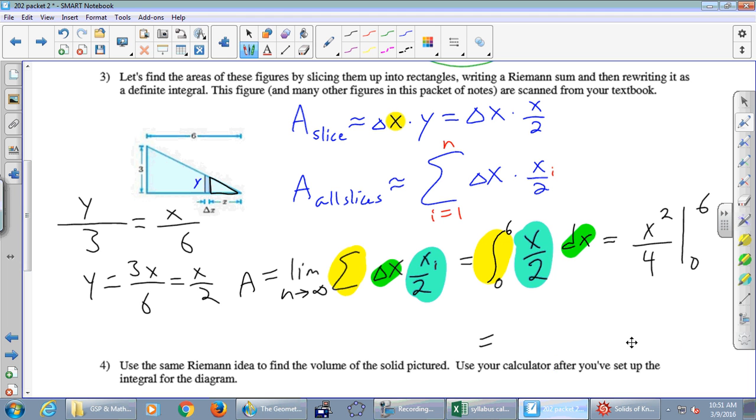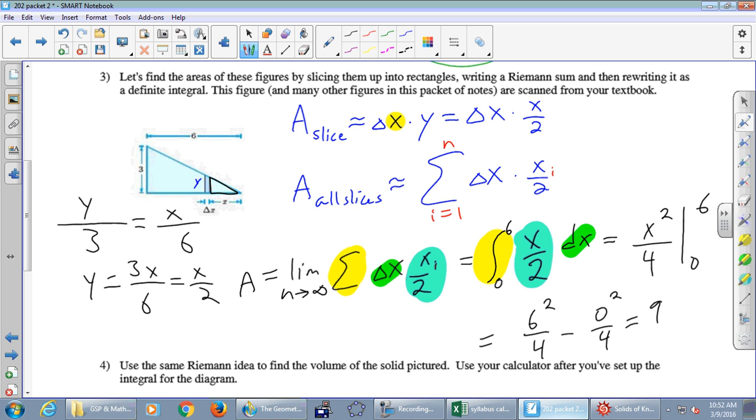It's 9. Don't ruin it. Big surprise, the big reveal. Okay, so the answer, of course, is 9. Same thing that we got before by using the much simpler half base times height.